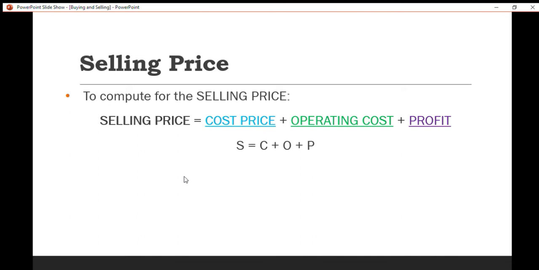Okay, so to compute for the selling price, we have the cost price plus the operating cost plus the profit. So in short, that's S is equal to C plus O plus P. So yung cost price, magkano yung raw materials mo, operating cost, magkano yung other expenses, and then yung profit, magkano yung gusto mong kitain on top of your expenses.